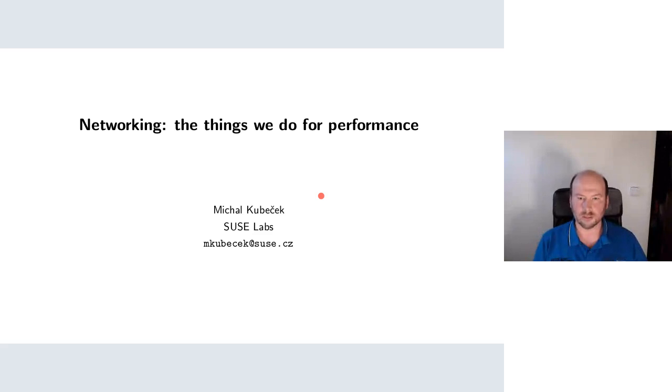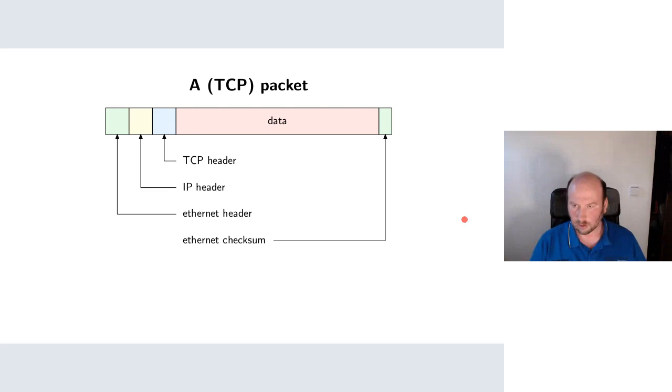I'm working in SUSE Labs as kernel networking engineer, and today I would like to talk a bit about some ways in which we are trying to make the Linux networking stack able to cope with network speeds which are growing all the time and usually faster than the CPU speeds. So let's take a look at a typical TCP packet, because TCP still makes the majority of networking traffic these days.